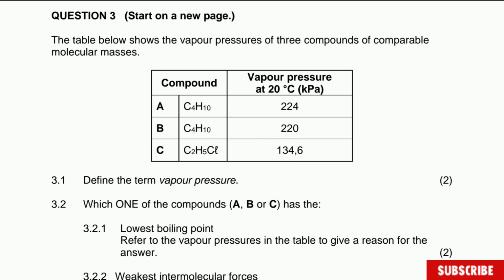Here we're going to be solving, or answering, question 3 from the question paper June 2016. This is going to be about physical properties of the organic compounds. The question says the table below shows the vapor pressure of 3 compounds of comparable molecular mass. So guys, you can see here the masses are comparable.